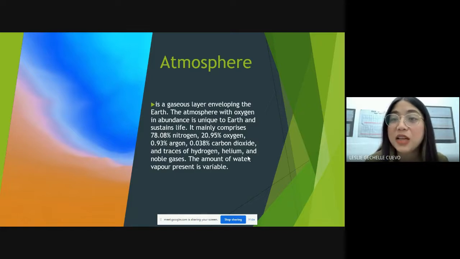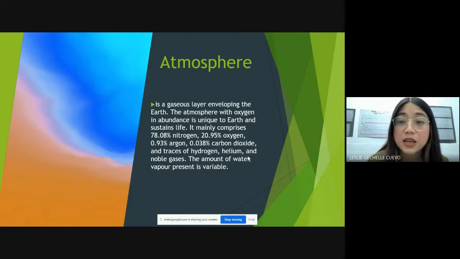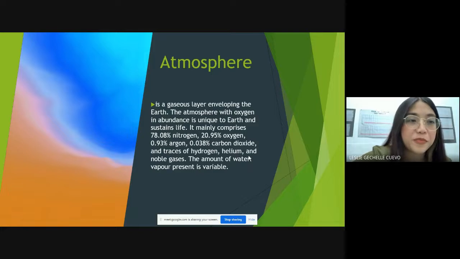Okay. It mainly comprises 78.08% nitrogen, 20.95% oxygen, 0.93% argon, 0.038% carbon dioxide, and traces of hydrogen, helium, and noble gases. The amount of water vapor present is variable.